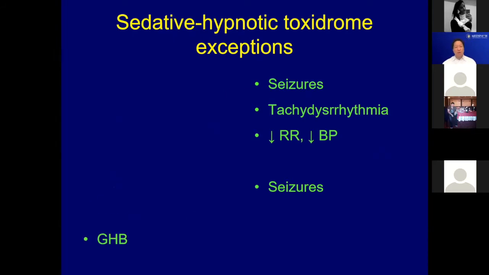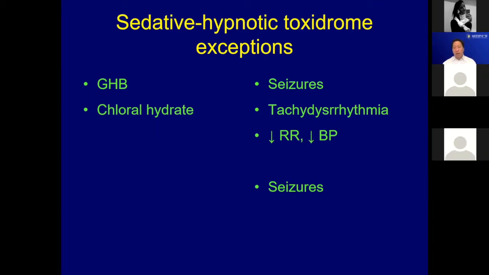So here are the exceptions. What causes seizures? GHB. Has anyone ever heard of chloral hydrate? I know in the 80s and 90s, it was very popular for conscious sedation, particularly in pediatric patients, because you could just give them a rectal suppository or oral medication and they can get their procedure done. That one causes tachycardia. Barbiturates and alcohol can cause hypotension and respiratory depression.